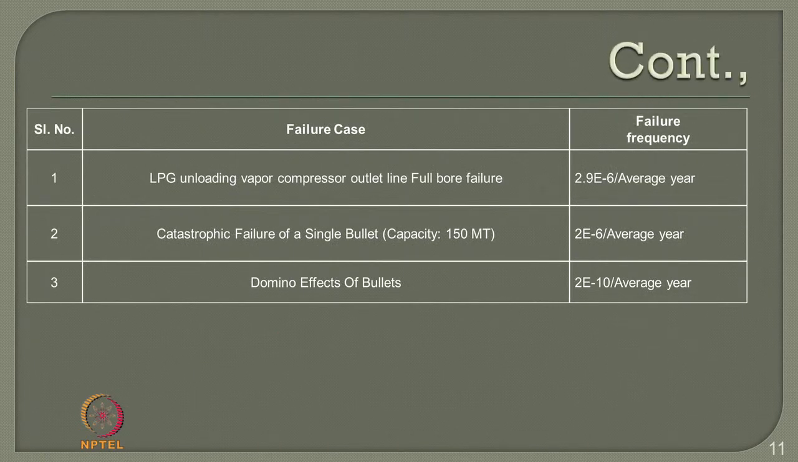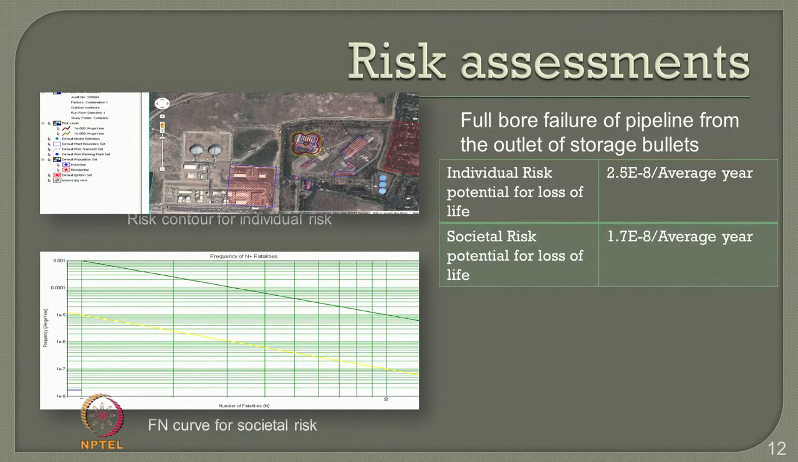Similarly, for LPG unloading, vapor compression outline, catastrophic failure of single bullet and domino effects, these are again studied from the previous examples or previous experiences that occurred in a similar industry elsewhere, and one can always feed them as an input failure frequency. Now, these are the results which have been obtained after analyzing this from the software, which I will show you now step by step, as we discussed in the last two lectures. But now I will run a video very quickly to have a hands-on experience on this software, but let us quickly see what are the typical outputs I will generate from the software.